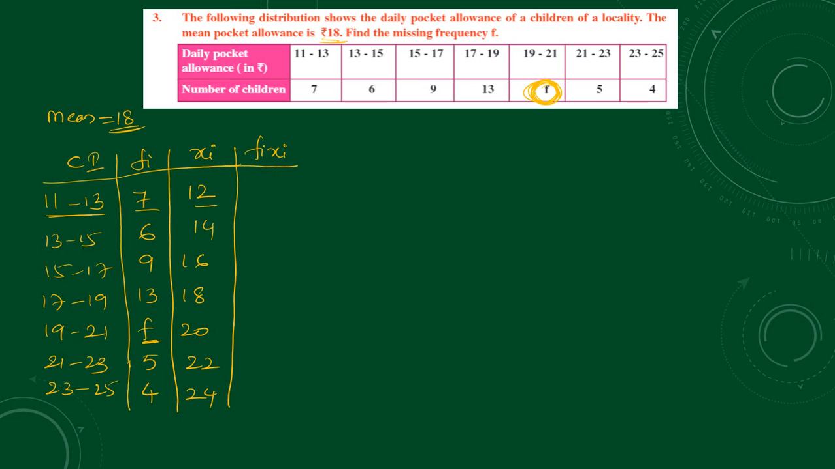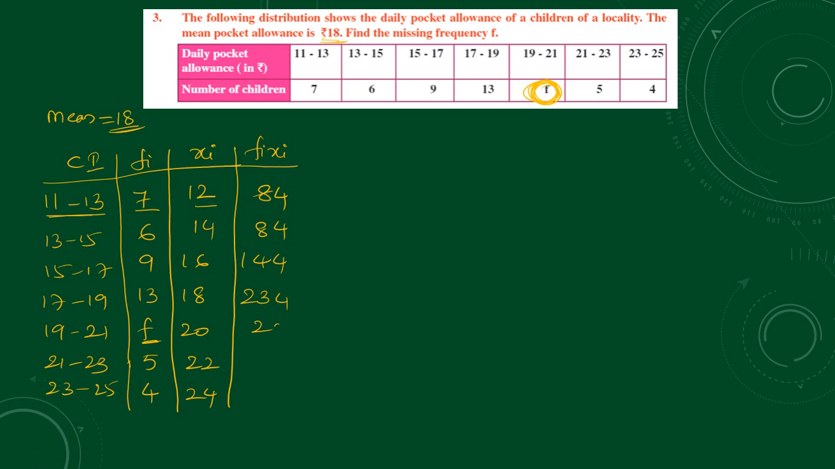So 12 sevens are how much? 84. 14 sixes, so 6 fours 24, so this is also 84, right? Next 16 nines, how much? 144. So 9 sixes are 54, 9 ones are 9, 144. Next 18 13s, so 18 10s are 180 plus 18 3s is 54. So 180 plus 54 is nothing but 234.